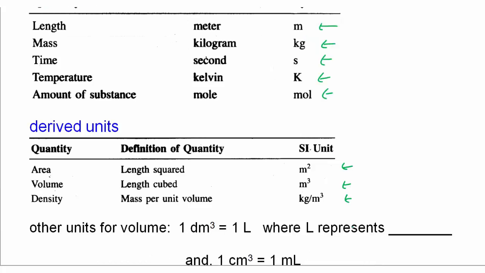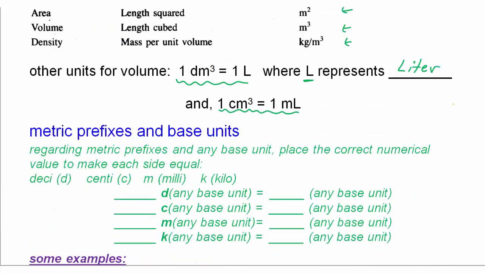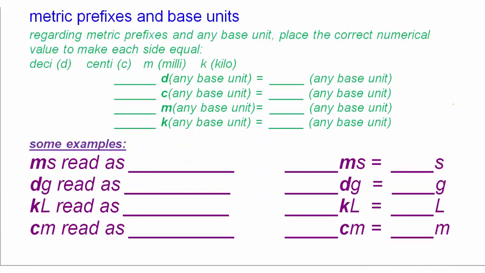Volume also is used in the metric system with liters. So L is a liter. And some relationships are 1 cubic decimeter is the same as a liter. 1 cubic centimeter is the same as 1 milliliter. We have already referred to some metric prefixes, so let's jump into that. These are the only metric prefixes we really need to worry about right now. Little d is deci, c is centi, little m is milli, and k is kilo.